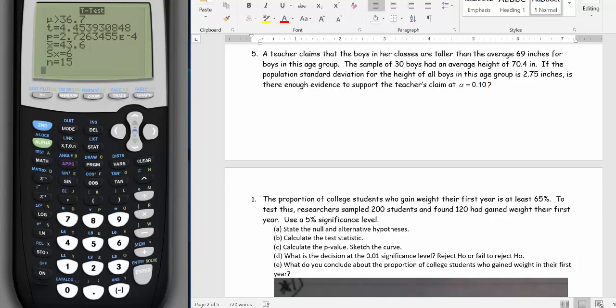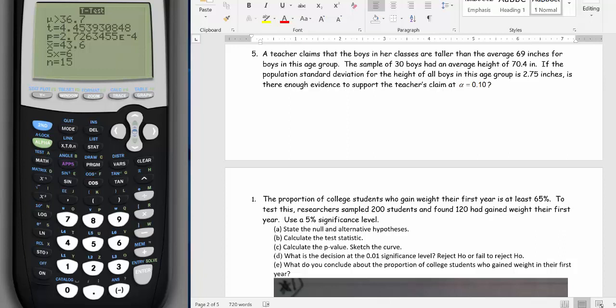A sample of 30 boys had an average height of 70.4 inches. If the population standard deviation of the height of all boys in this age group is 2.75 inches, is there enough evidence to support the claim? Did you notice in this exercise that the population standard deviation is given in the problem? If the population standard deviation is given, you must use sigma, you must use a z-test.